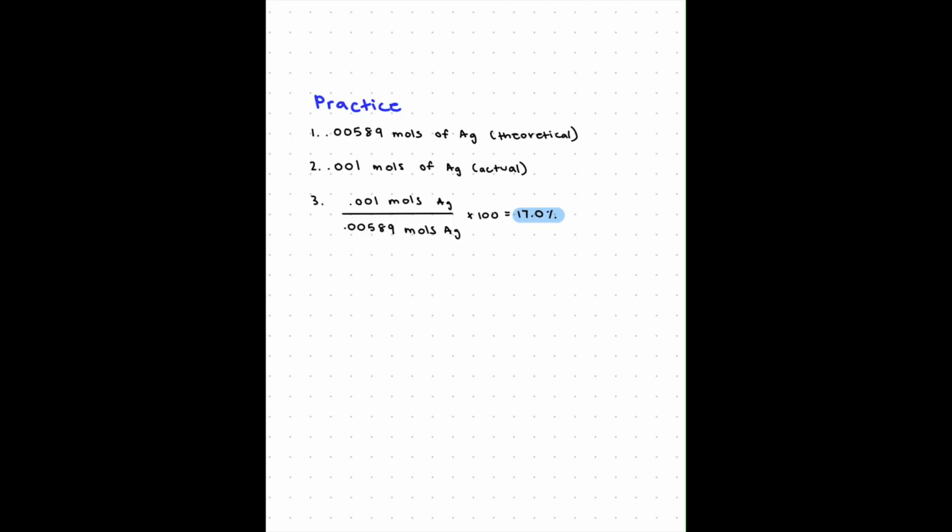The first step is to find the theoretical yield, which is the limiting reactant we found in the last problem. Second step, we're just going to identify our actual yield, which is 0.001 moles of silver. From there, you're going to divide the actual by the theoretical yield and then multiply by 100. Again, the answer is 17%.